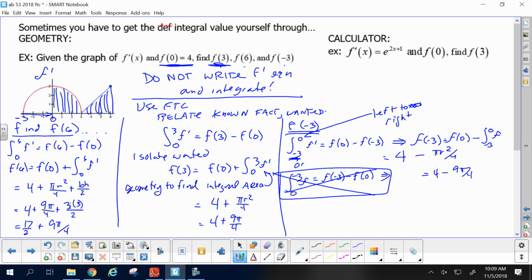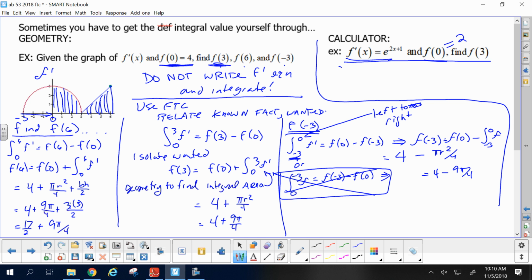And last but not least, fundamental theorem with calculator here, right? Given that f prime is e to the 0.2x plus 1, I think that says, doesn't it? And f at 0, not given. Sorry, write this in, I forgot to give you f at 0. Say f at 0 was 2. Find f at 3. All right, you have a derivative, you have a given f point, and you want a different f point. So use the fundamental theorem of calculus.